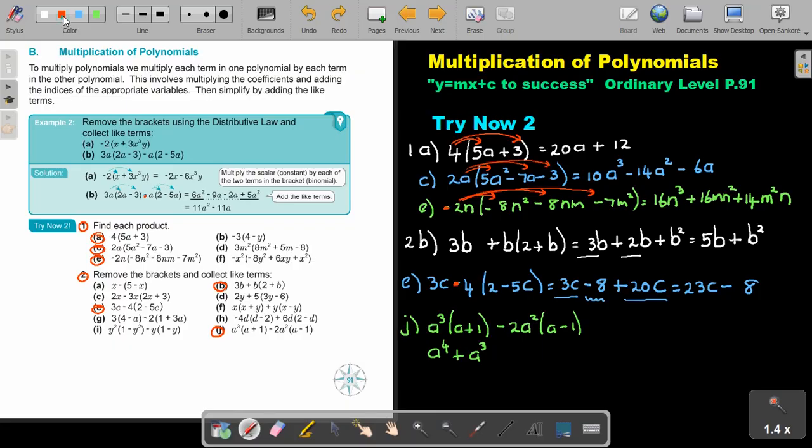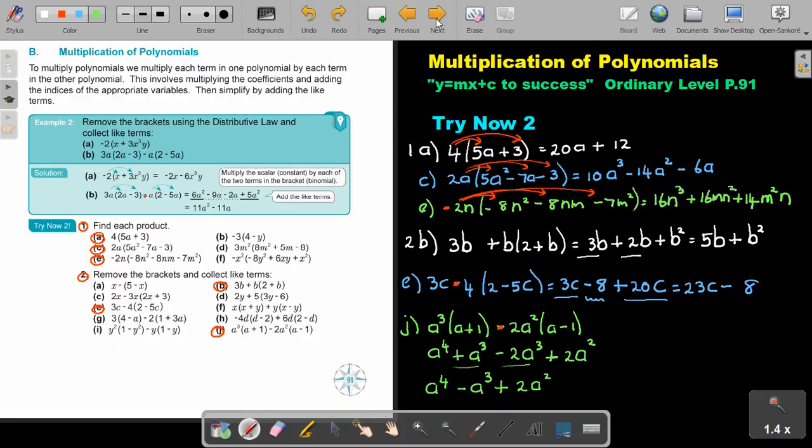Okay, be careful again. Every time you see a negative, think of the signs that will change. So it's going to be negative 2a, 2 is going to be 3, plus, and this is going to be 2a squared. And then your like terms, like. So this is going to be a to the power of 4, 2 minus 1, so it's going to be negative a to the power of 3 plus 2a squared. And that's going to be your final answer.